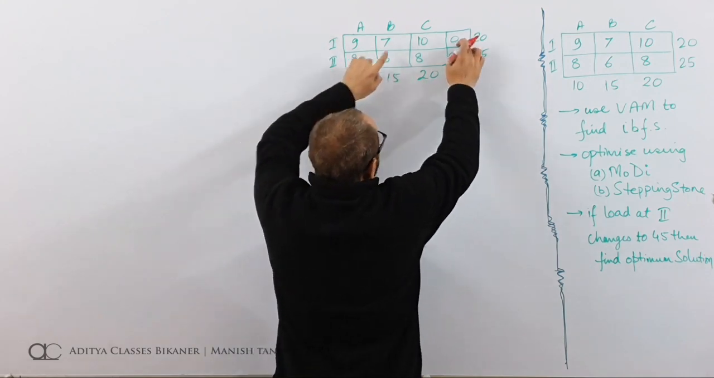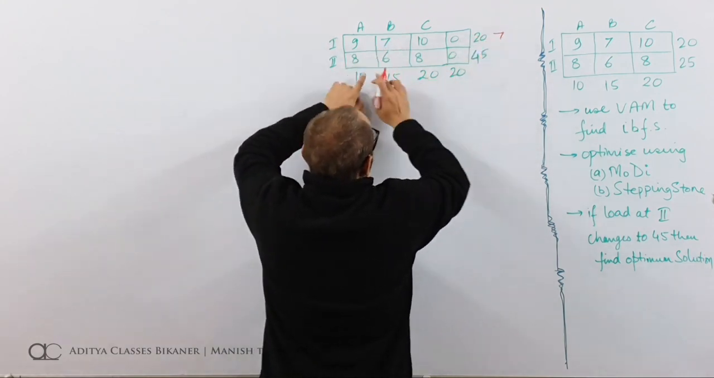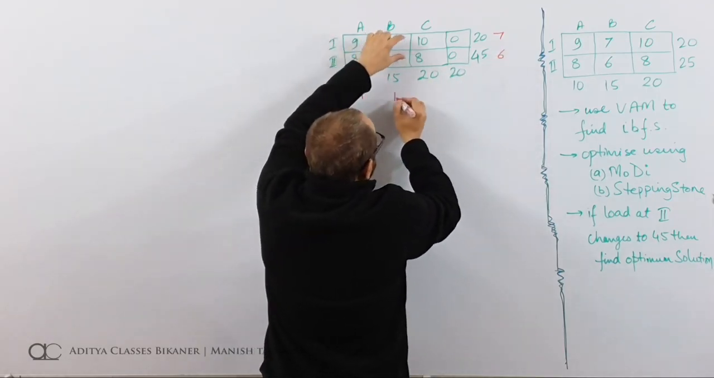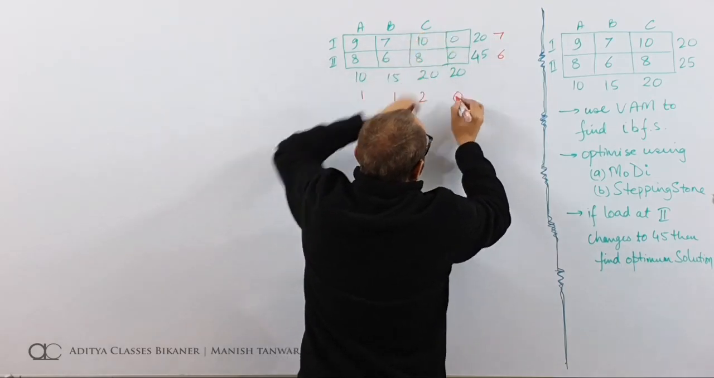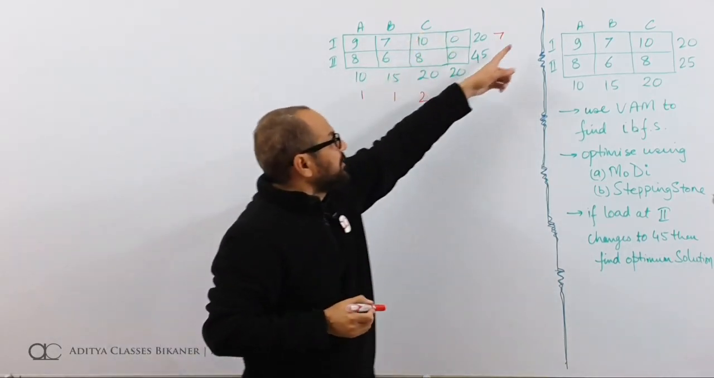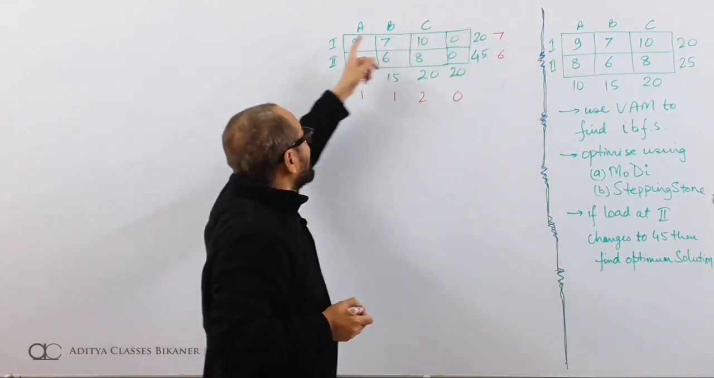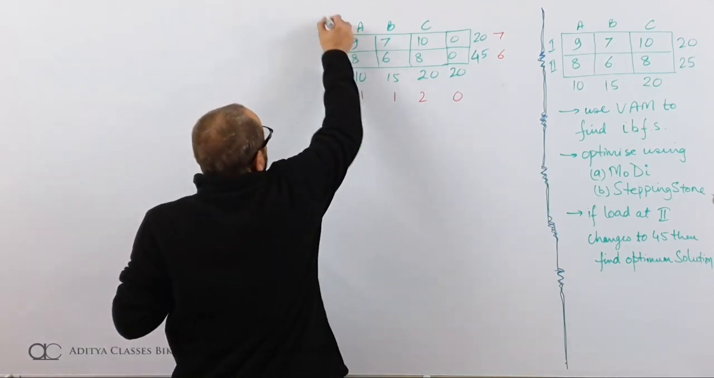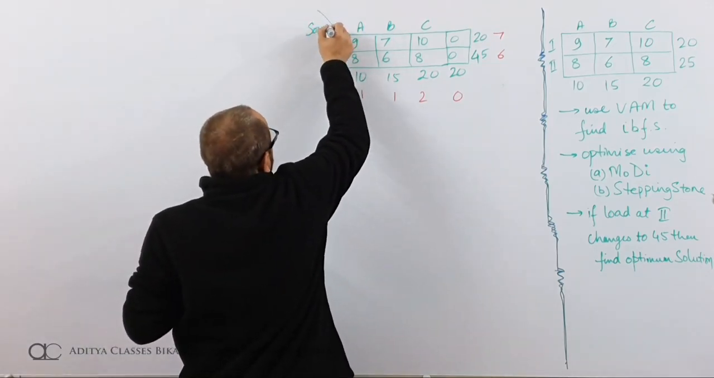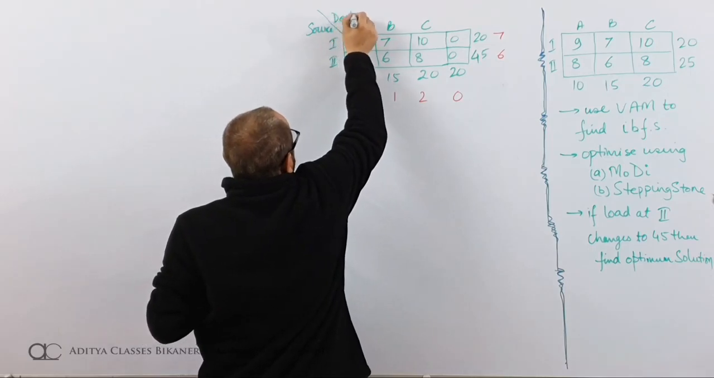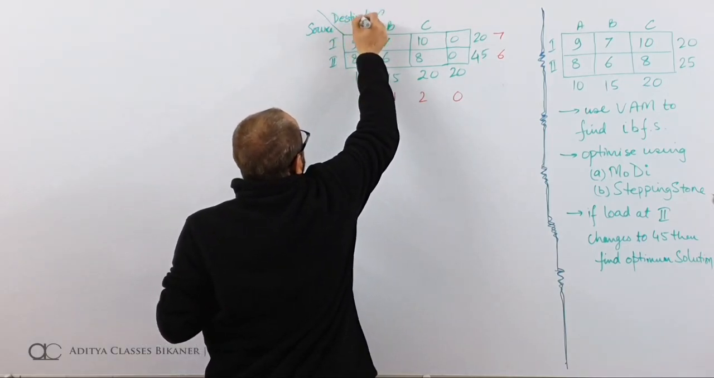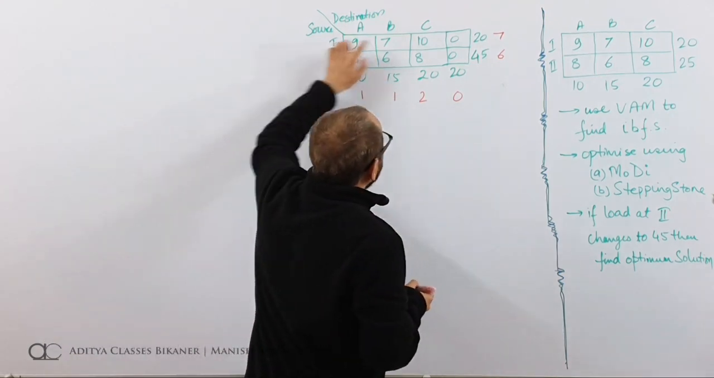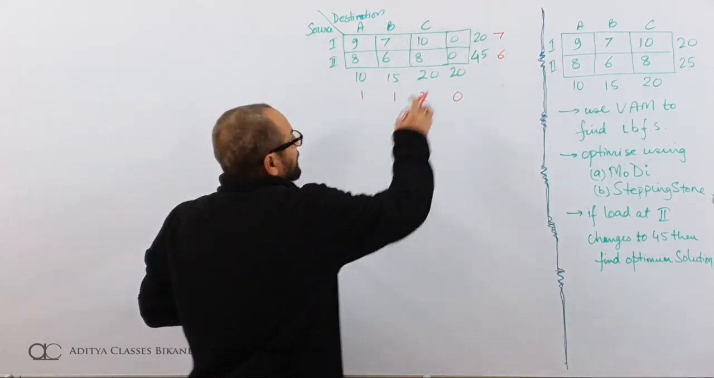Difference of least two: 0 and 7, a penalty of 7. 0 and 6, a penalty of 6. A penalty of 1, a penalty of 1, a penalty of 2 and a penalty of 0. So we select the largest penalty, which is 7. At 7, we have source 1, where the least cost cell is 0 kilometers.